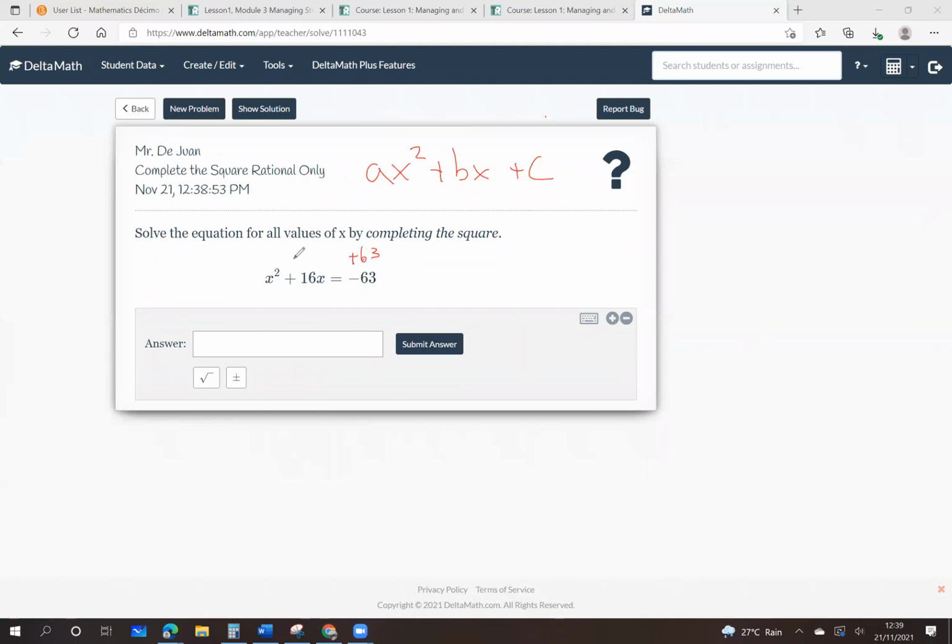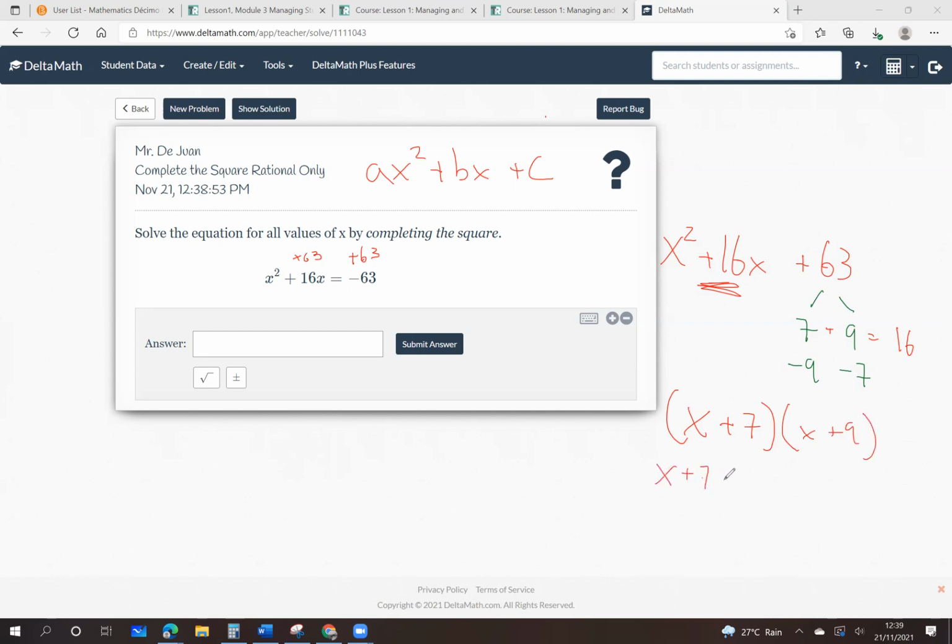Plus 63, plus 63. x squared plus 16x plus 63. How do we make 63? 7 and 9, or negative 9 and negative 7. Those are pretty much the only numbers that will multiply, though 63 and 1 is an option as well. But what number am I looking for? I'm looking for 16, and 7 plus 9 is positive 16. So I know it's going to be (x plus 7)(x plus 9).